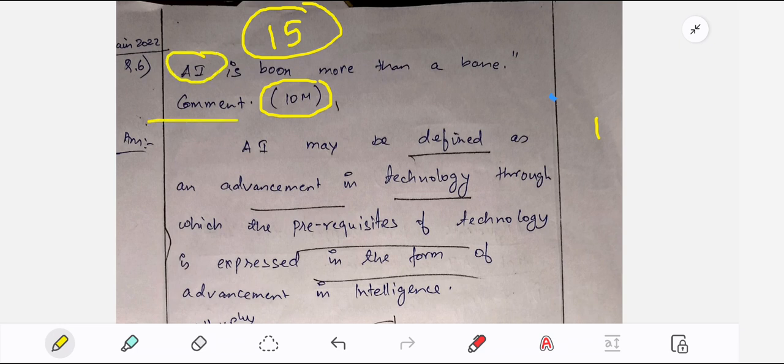Comment. Boon means positive aspects of artificial intelligence and bane means the negative aspects. So the question is demanding that the good effects of AI are more than the bad effects of artificial intelligence. You have to comment, so actually you have to analyze this question. So how to write this answer? This is a model answer prepared by me.